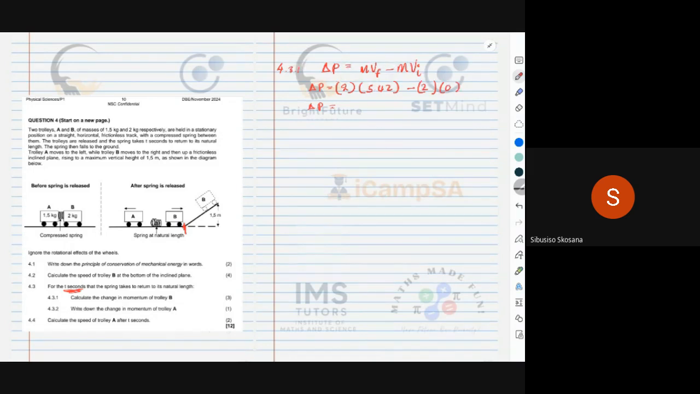Then let's see what our answer is. 2 times 5.42 is 10.84, and this is kg meters per second. Don't forget to put the units and then the direction, to the right. As you can see, the box moves to the right like this.